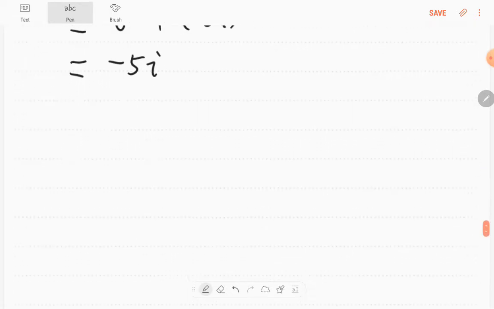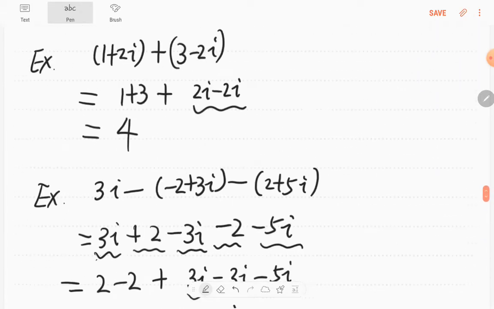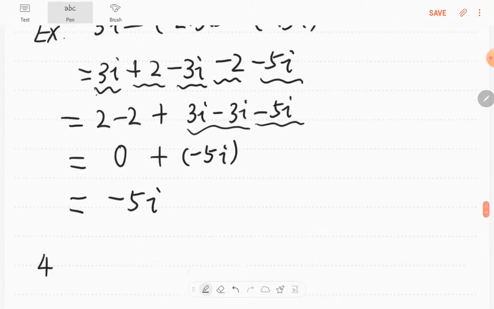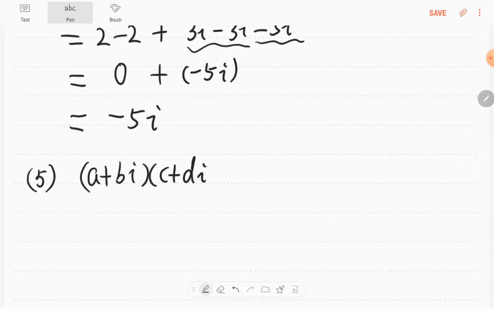So now let's look at another operation, which is the fourth operation. This is a real number times a complex number, and that is a complex number times a complex number, which is a plus bi times c plus di. So I don't want you to memorize this formula. Why? Because you can get this result just as we did before, if you treat i as a number. We just expand it, okay?